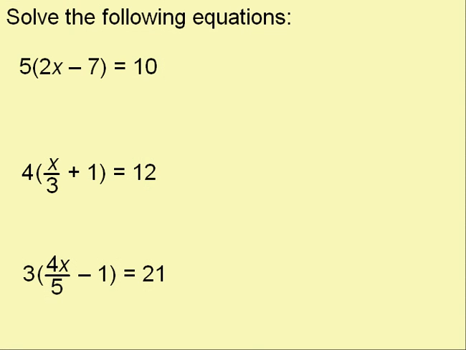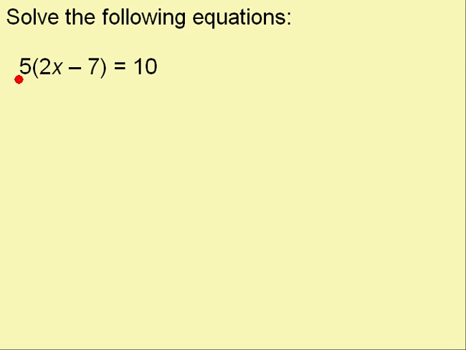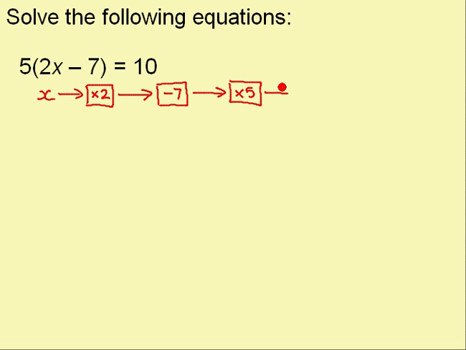We're now going to look at some even more difficult looking questions. We can still solve these using our flowcharts. So for this one here, here's the x, and the first thing that's happened to it is it's been multiplied by 2 because it's got a 2 in front of it. Then the next thing is there's a takeaway 7, and then all of that has been multiplied by 5, so that must come last. And that makes 10.